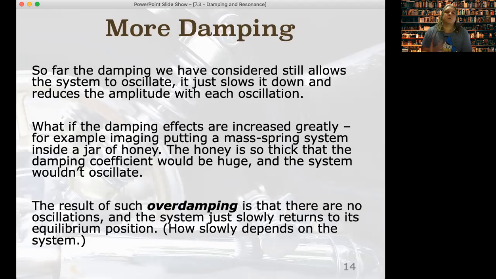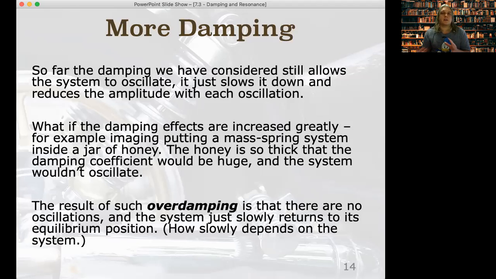So far, we've talked about damping that just decreases the amplitude a little bit each time. But what happens if we increase the damping more? What happens if we increase it so much that it actually doesn't oscillate at all? Imagine putting a mass spring system inside a jar of honey, and you pull down on the spring a little bit and let it go. It's not going to start oscillating because it's in honey, right?